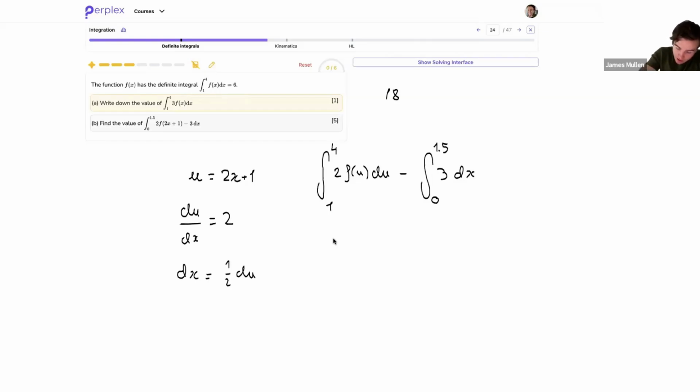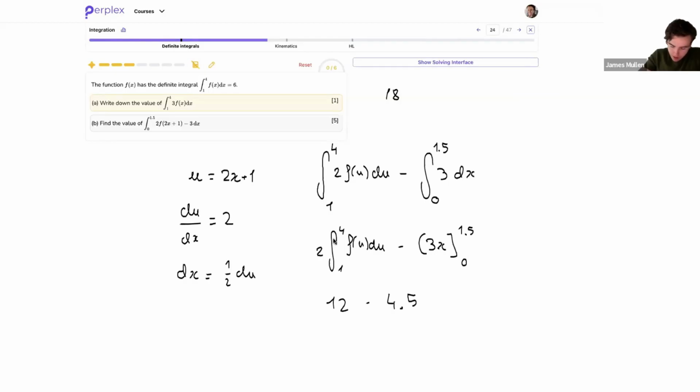Now, remember, those are integrals in terms of u. And therefore, I can write this as 2 times the integral from 1 to 4 of f of u du minus 3x from 1.5 down to 0. All right? And this is exactly the same thing as I'm given in the question. Whether it's u or x makes no difference. So this is just 2 times 6 is 12. And I'm subtracting out 4.5, 3 times 1.5, okay? And therefore, if I do that, I'm going to get 12 minus 4.5.